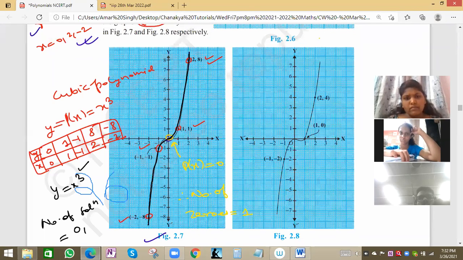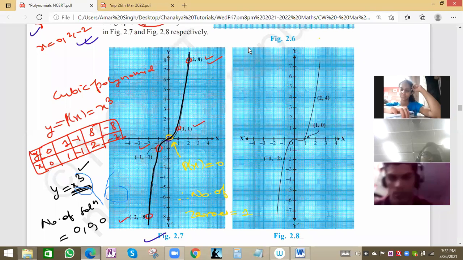And what are these values? 0 comma 0 comma 0, because degree is 3, so solutions will be 3. Solutions will be 0 three times because x cube is there. Same with zeros: based on the graph you can see it is cutting at only one point, so the number of zeros will be 1, but the number of solutions we can say as 0 0 0 if the graph equation is given, because we have a cubic graph, so solutions will be 3. Correct.